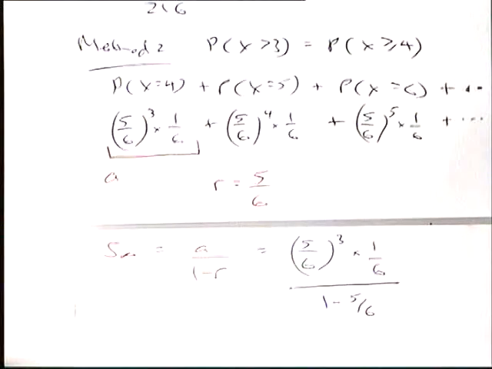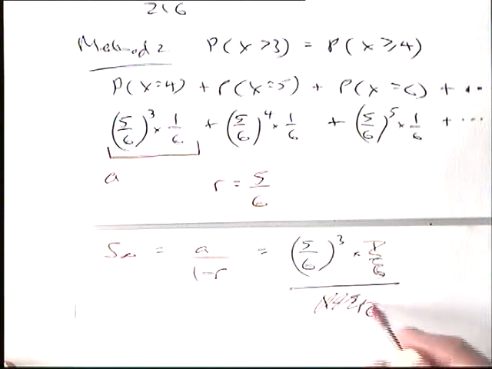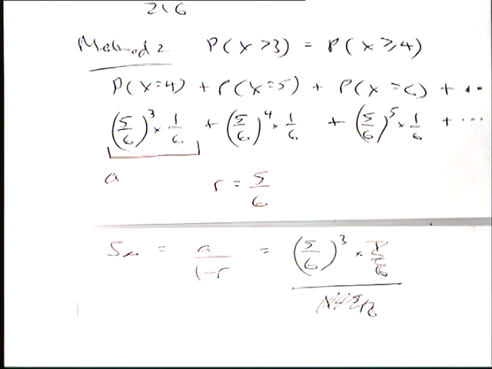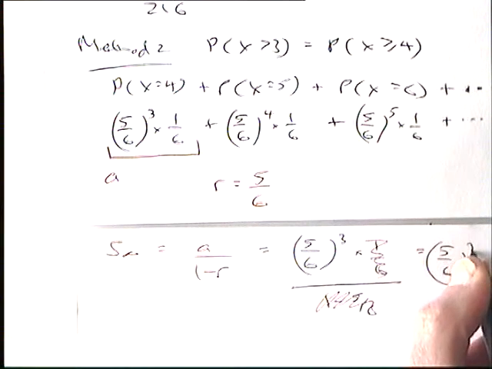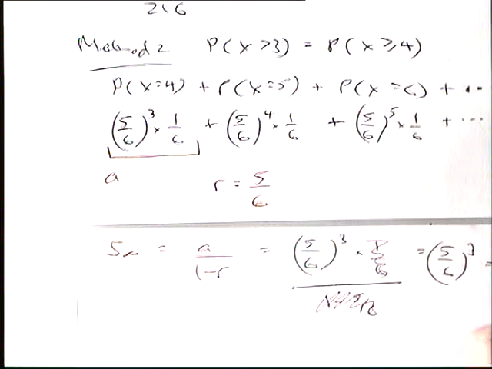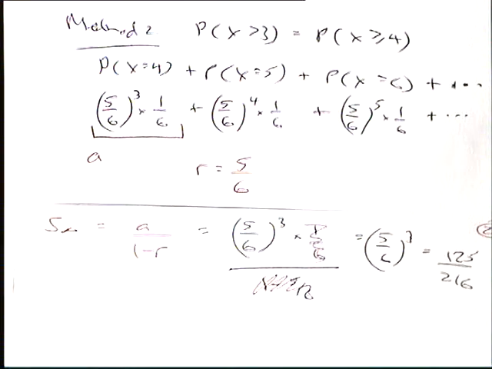Can we spot anything here? It's just 1/6. The 6 and the 6 would cancel. Yeah, that 6 there and that 6 there cancel out. So we are left with 5/6 to the power of 3, which is 125 over 216, which is, thankfully, the same answer we got a minute ago. 125 over 216.